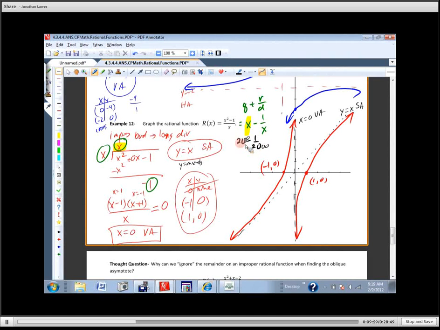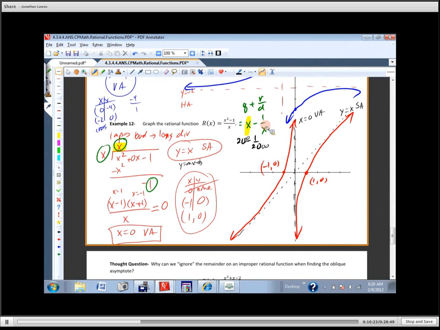So which one has the biggest impact on the overall shape when you're plugging in huge numbers? Is it the x or the 1 over x? The x. And by the way, what we've got left here is now, is it proper or improper? Proper. If it's proper, what would be its asymptote? What would it turn into if you plug in big numbers? It turns into a 0. Okay?